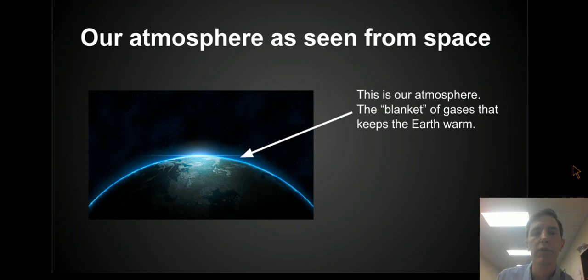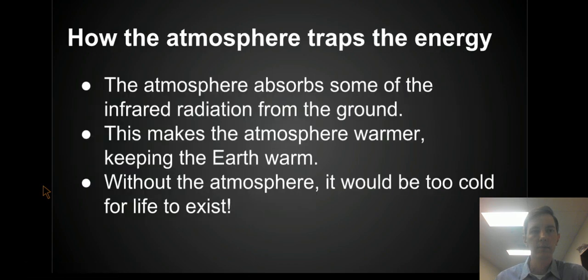Here's a picture of the Earth from space, and you can see this layer, this kind of bluish glow around the Earth. That's the atmosphere. So again, think of it like a blanket of gases that keeps the Earth warm.